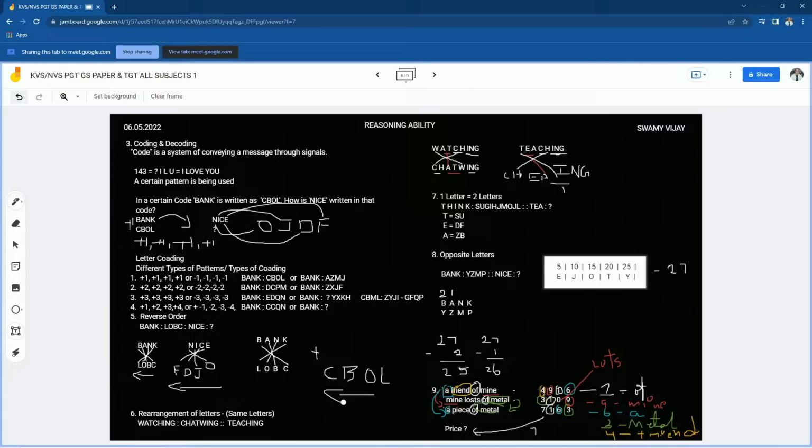You need not follow Mansi's method. You can follow the simple method. First you have to understand where is C, where is A, where is N, and where is K.